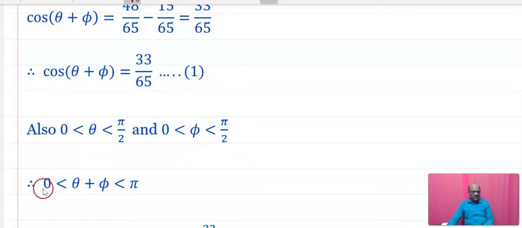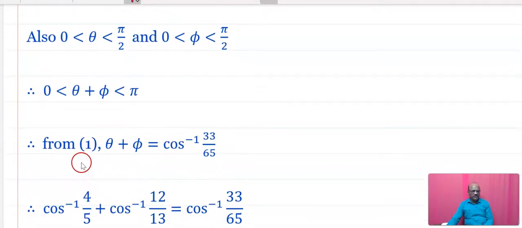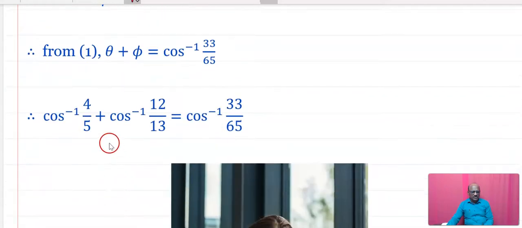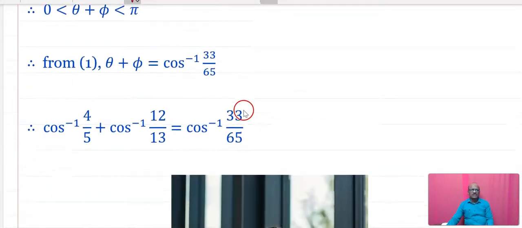Phi plus theta lies between 0 to pi. And therefore, from 1, theta plus phi is equal to cos inverse of 33 upon 65. And hence, what is the value of theta? Theta is cos inverse of 4 by 5 and phi is cos inverse of 12 by 13, and that is equal to cos inverse of 33 upon 65.